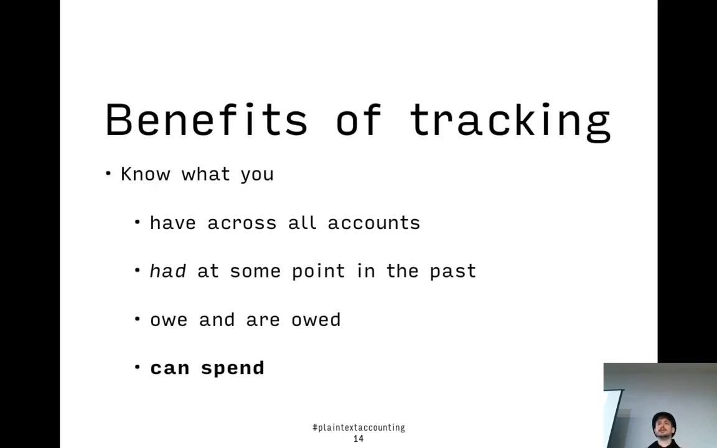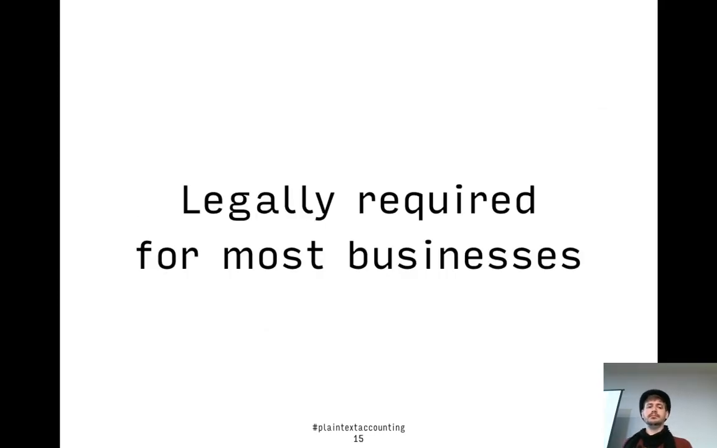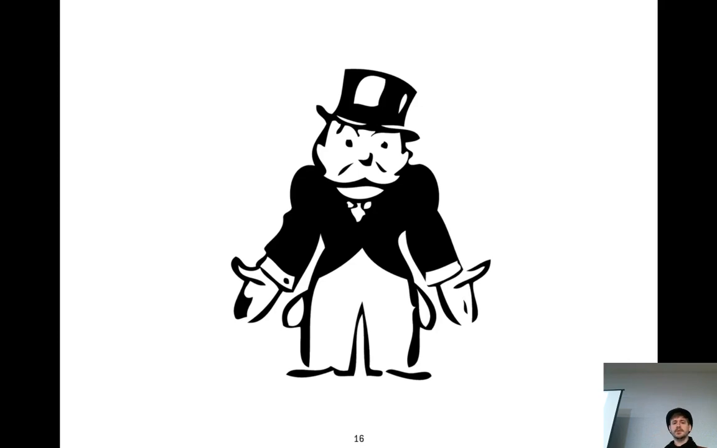Tracking your income and expenses allows you to know what you have across all of your accounts, to know what you had at some point in the past, to know what you are owed and what you owe, and most importantly, to know what you can spend at any given time. Moreover, if you run a business, you're probably legally required to keep records of some sort. This is called bookkeeping, and if you make enough money, you probably are paying somebody to do it for you. And you probably should pay somebody to do it for you so you can focus on your business, lest you wind up penniless when you think you have more than you do.